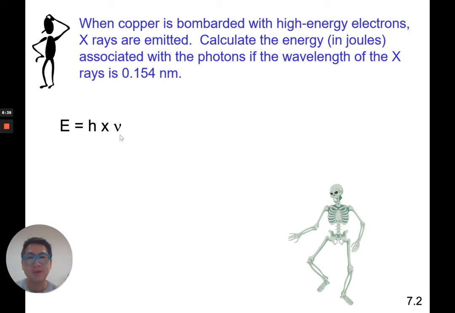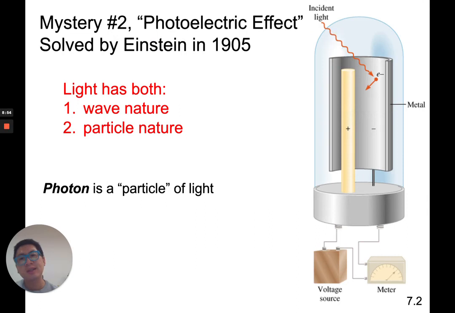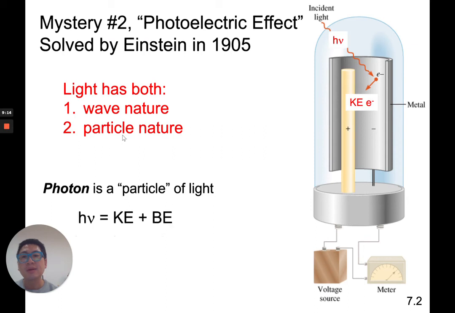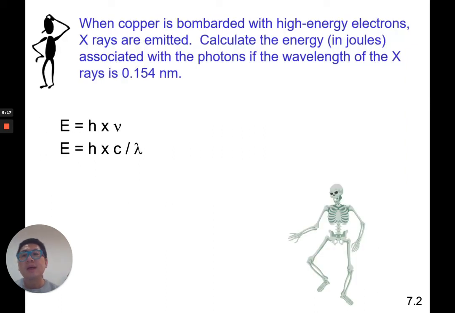We're actually not given the frequency. All we're given is the wavelength. The wavelength is 0.154 nanometers. But that's okay. If I know the wavelength, I can solve for the frequency. How do I do that? Let me go back to the slide here when we did this before. Wavelength times frequency is equal to the speed of light. So in other words, frequency, nu, is equal to the speed of light c divided by lambda. So lambda times nu is equal to c, nu is equal to c divided by lambda, or lambda is equal to c over nu. Nu is equal to c divided by lambda.